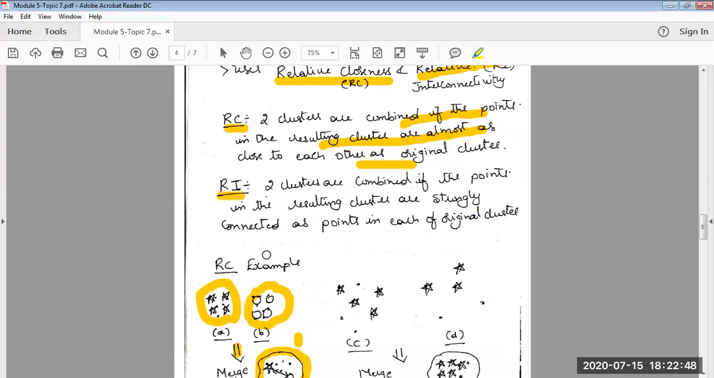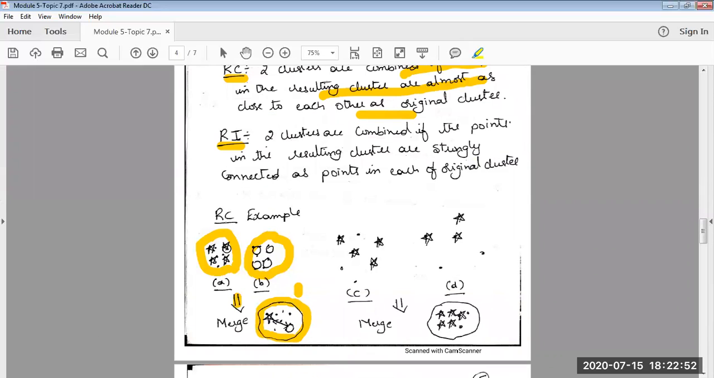So that is relative closeness. Relative closeness is talking about data points inside the cluster. So you should make a note of this point. And what is relative interconnectivity? Before going to that, you can see one more example.